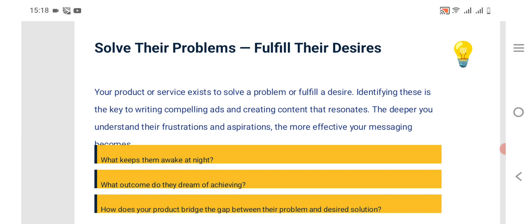See, let me tell you, people buy desires. People buy solutions to their problem. They are not interested in your products. They are not interested in whatever you are selling. They are not even interested. Even people buy you before they buy your products. They buy you before they buy your products. So take note of that.